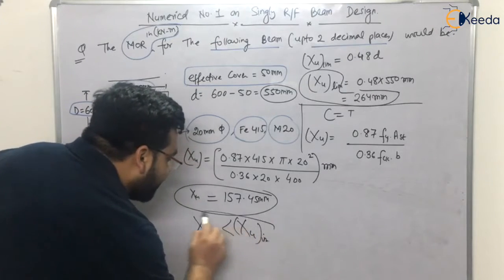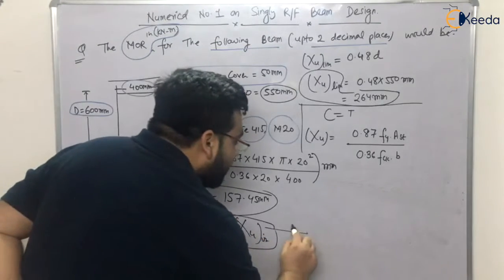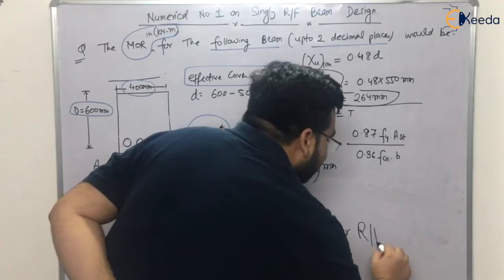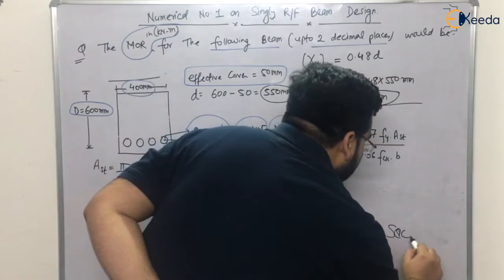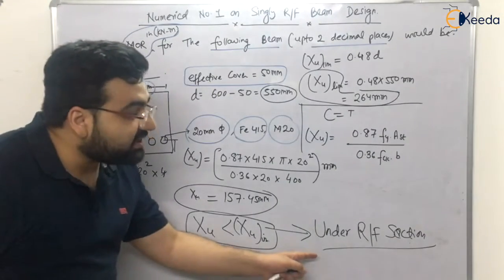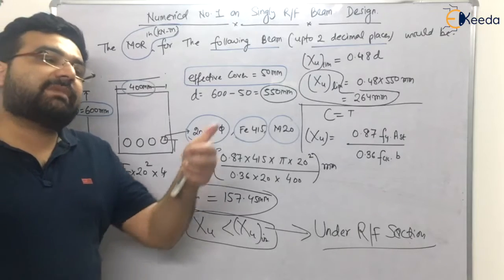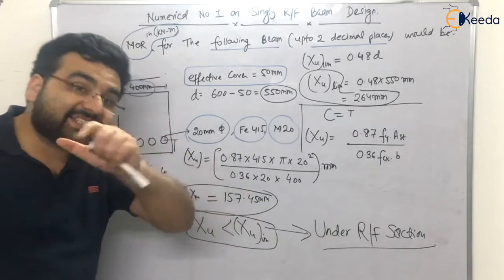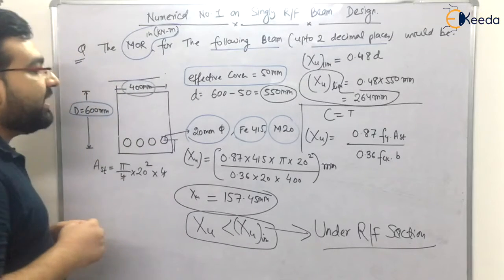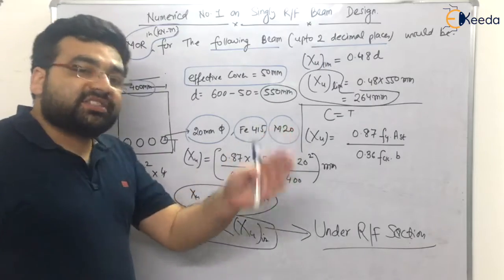So which type of section is this? Very good. This is actually your under reinforced section. Simple. If the section is under reinforced, which formula to apply? The moment of resistance with respect to concrete or steel? Yes, with respect to steel, not concrete, right? So the moment of resistance will be calculated based on the moment of resistance of steel, not concrete.